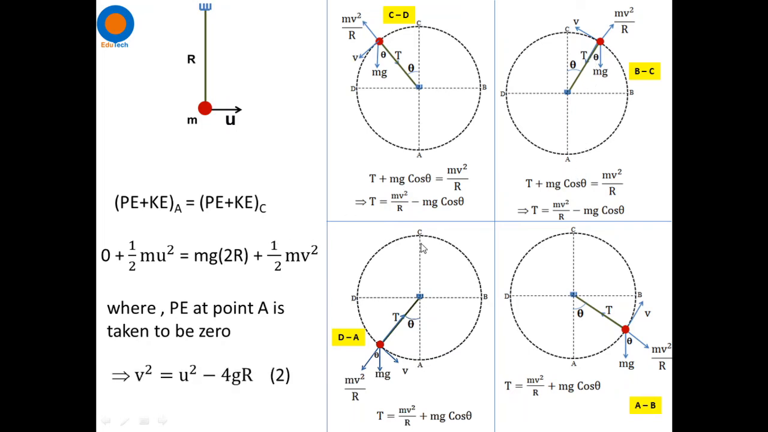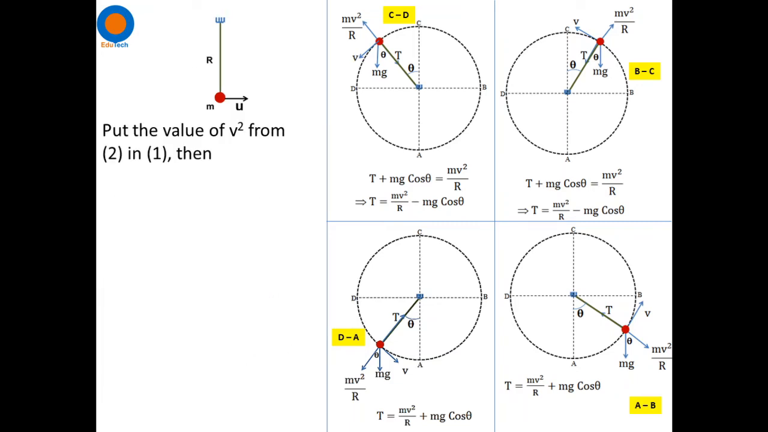From this expression, we have found that v square is equal to u square minus 4gr. But in expression 1, which you can see in your notebook, we derived that v square should be greater than gr. Using that expression, u square minus 4gr should be greater than gr. By rearranging it and taking the square root, we get that the initial velocity u should be greater than root 5 gr.